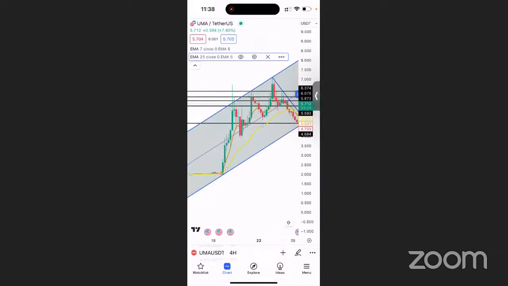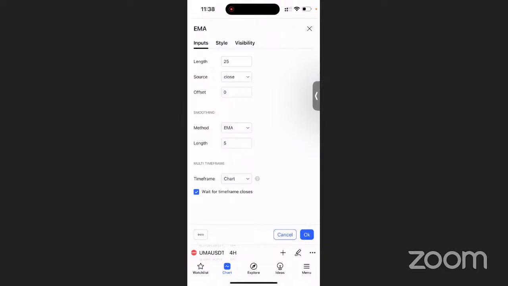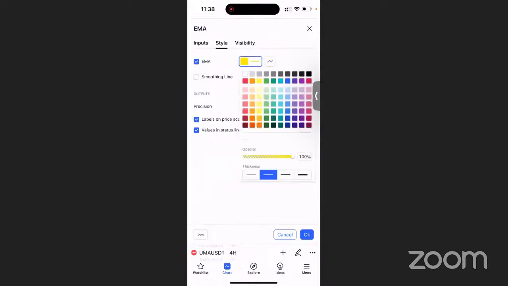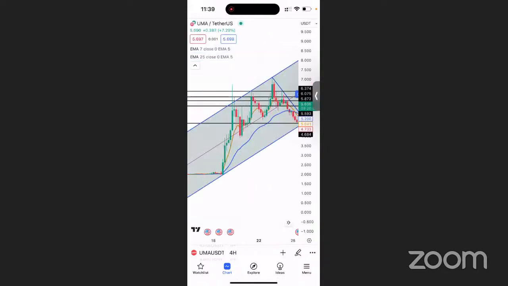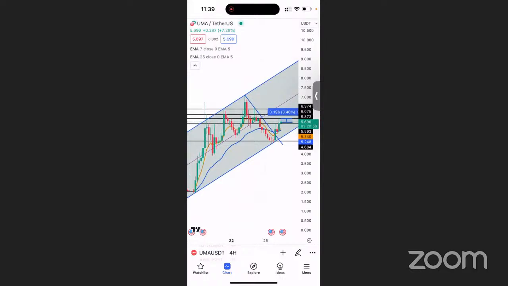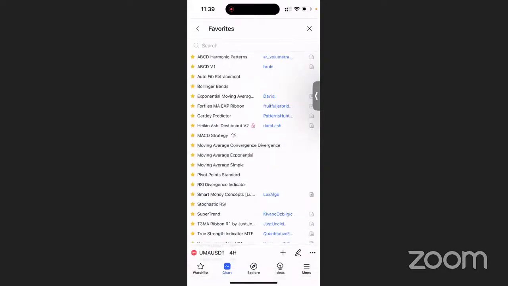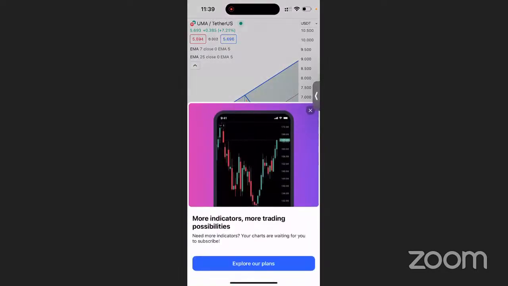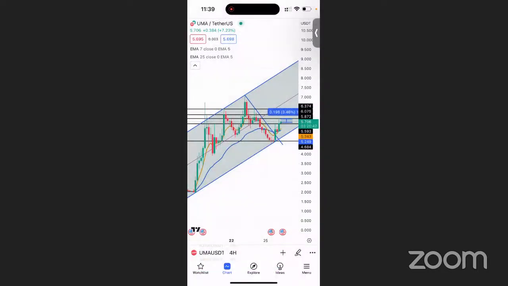Okay, and I'll also go ahead and give it a color. Let me give it a blue color. Okay. Now this is a 25. Then I will also add a third one, which is a 99. I come here, exponential moving average. Now the challenge comes in. They don't allow more than 2.